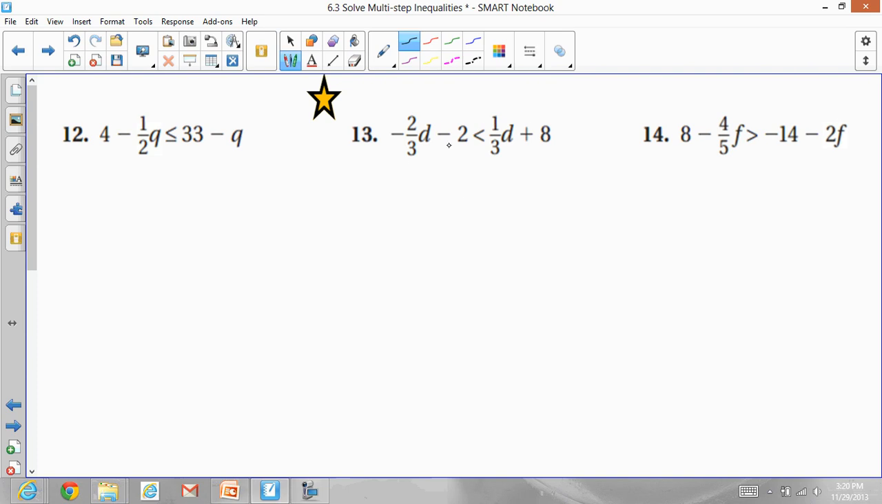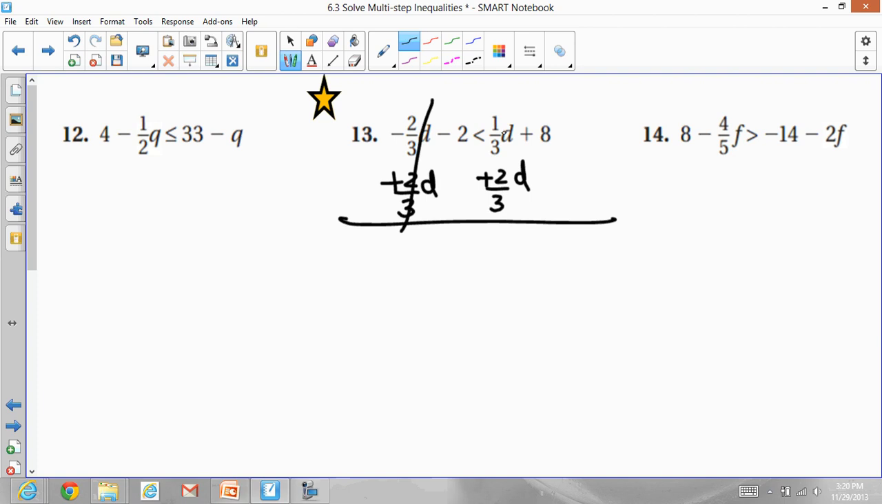So negative 2/3 d minus 2 less than 1/3 d plus 8. I want to collect all the variables to one side of my equal sign. I have variables on the left and I have variables on the right side. So I'm going to do a plus 2/3 d on the left and a plus 2/3 d on the right.